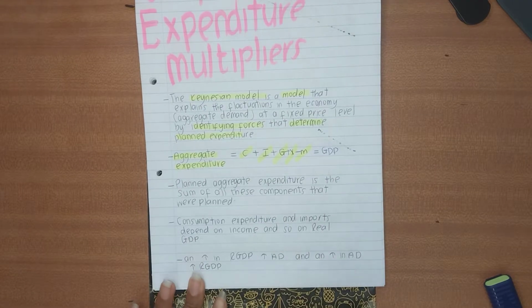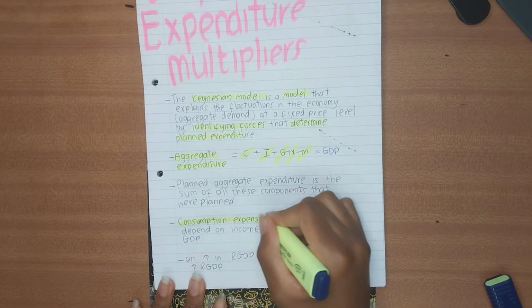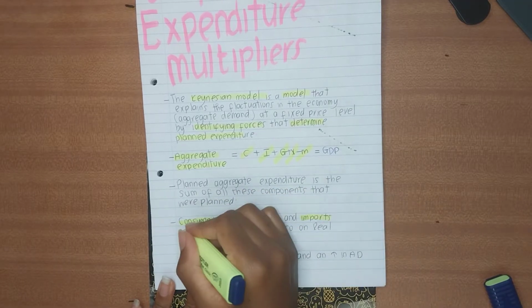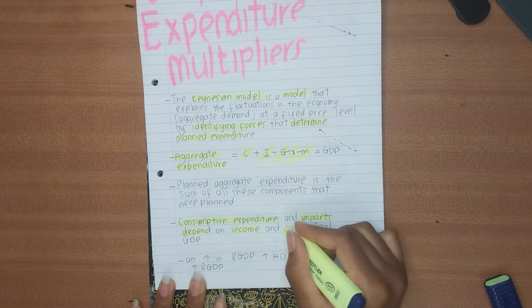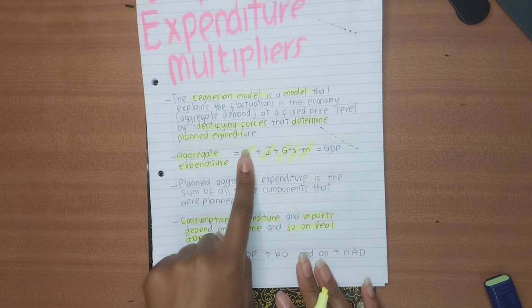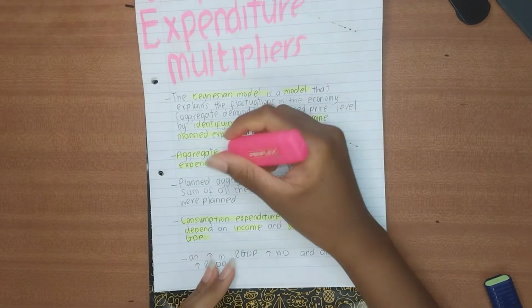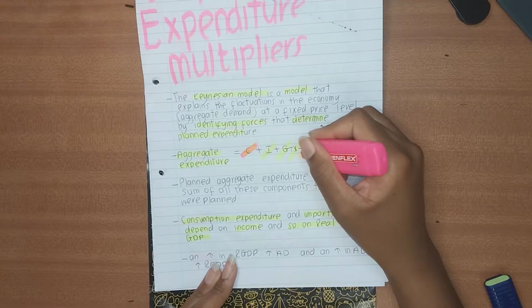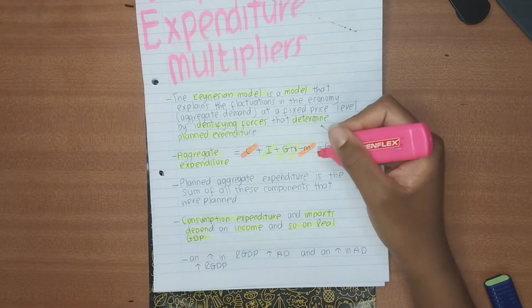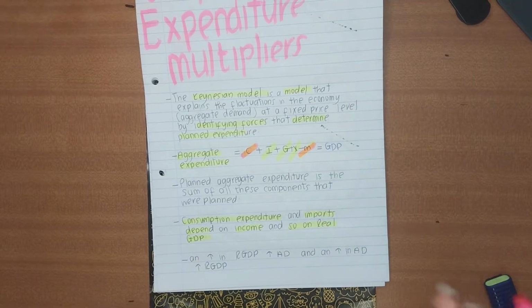So consumption expenditure and imports are the only two things that depend on income, and as a result, they depend on real GDP. So we're saying that this component and this component depend on income. How much you consume depends on the disposable income that you have, and how much you import depends on the disposable income that you have.